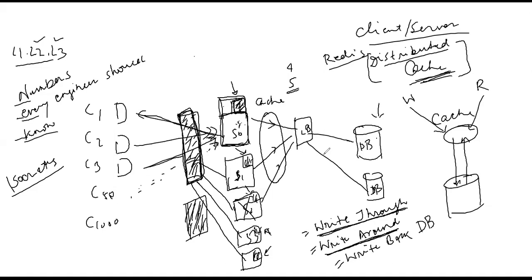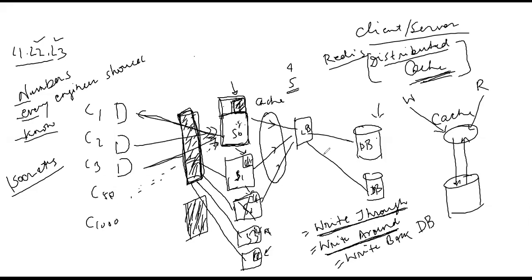I will come to it later, but we will go through the benefits and the problem with this approach. Now all my writes are slower, because I'm writing to two places, the cache as well as the DB. All my writes are slower than just writing to the database, but my reads are still okay.